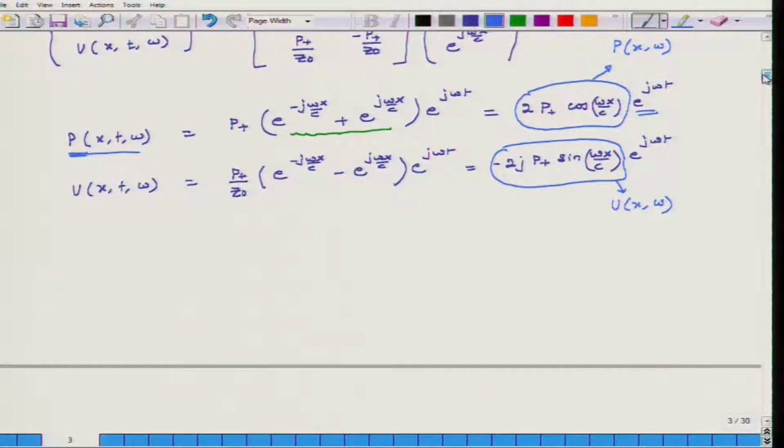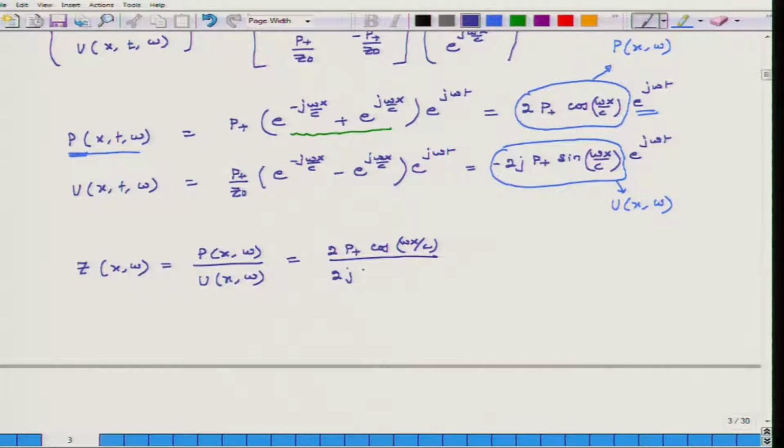So, with that understanding, we have defined Z, the specific acoustic impedance, and that is defined as the complex amplitude of pressure divided by the complex amplitude of velocity. So, this equals 2 p plus cosine omega x over c divided by minus 2 j p plus sine omega x over c.